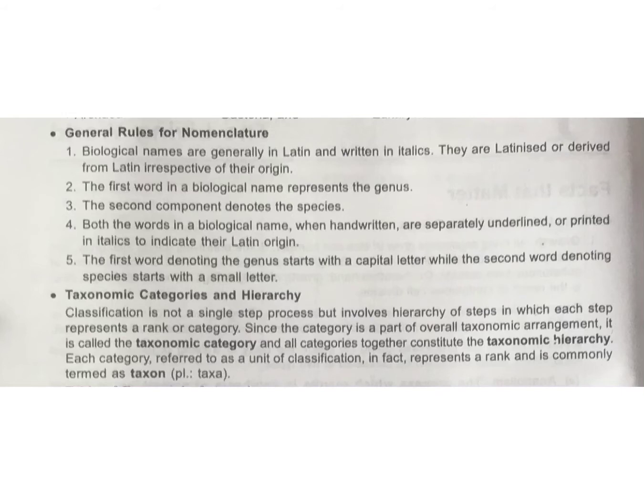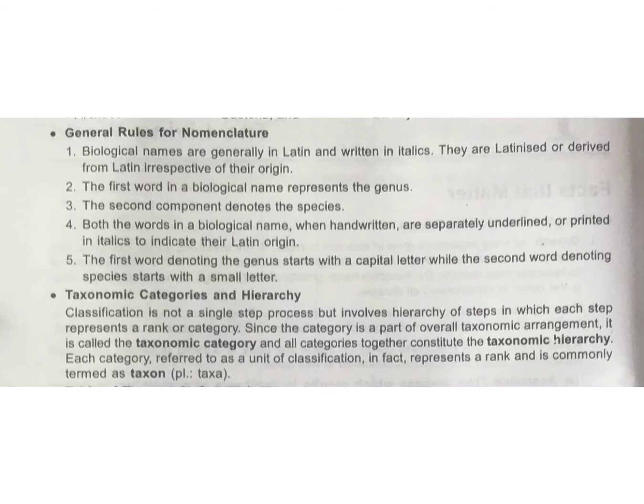So students, let us revise again the general rules for nomenclature. Actually you have learned about binomial nomenclature. Every organism is given 2 names. First name represents the genus name, and second name represents the species name, and we write them in italics. So certain rules are to be followed.